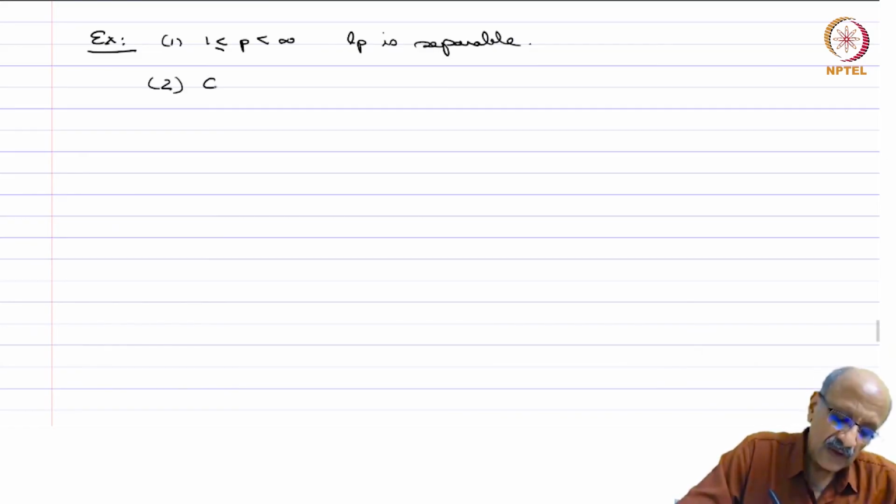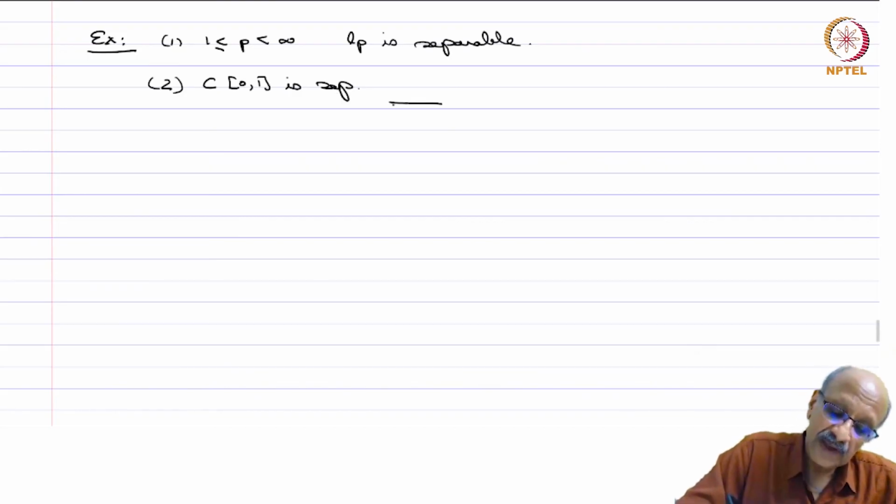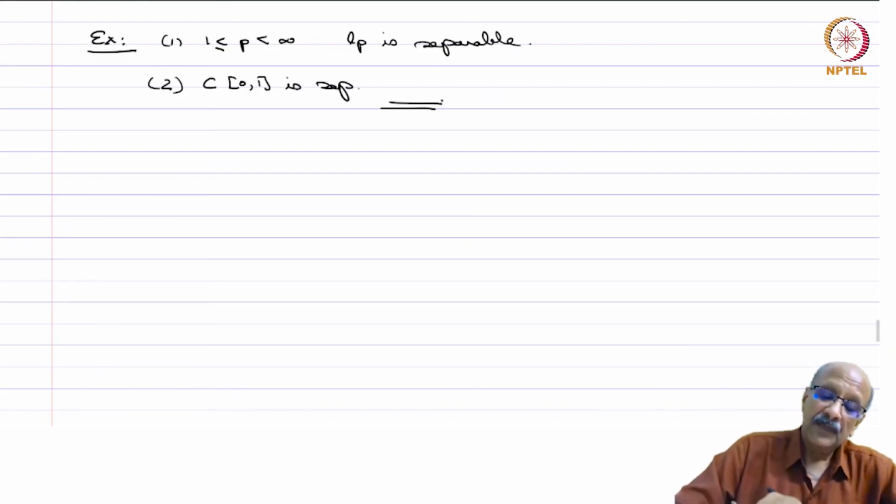Similarly, C[0,1] is separable. Any continuous function can be uniformly approximated by a polynomial, that is the Weierstrass theorem. Then you approximate that uniformly by a polynomial with rational coefficients. So you just have to write down the arguments correctly, and that is okay. With this we will wind up this chapter. Thank you.